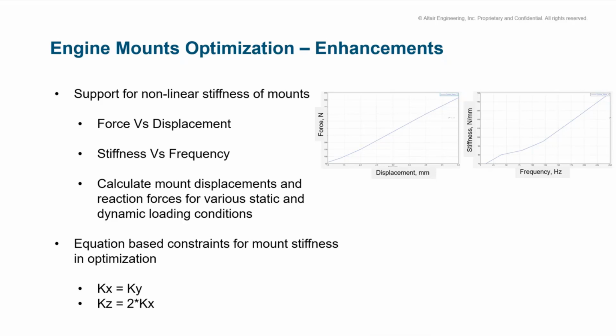And for the optimization, we have introduced equation-based constraints for mount stiffnesses, wherein the user wants to maintain some relationship between the stiffnesses in various directions. In some cases, users want to maintain the stiffness in X and Y directions, or they want to maintain the stiffness with some equations, right? For example, the stiffness in Z direction should be more than or equal to 2 times the stiffness in X direction. So such kind of equation-based constraints users are interested in.